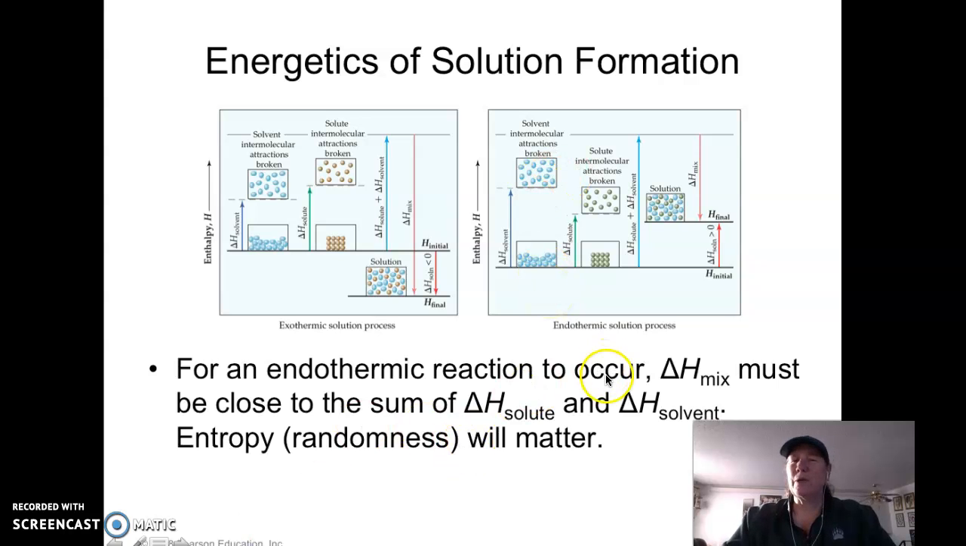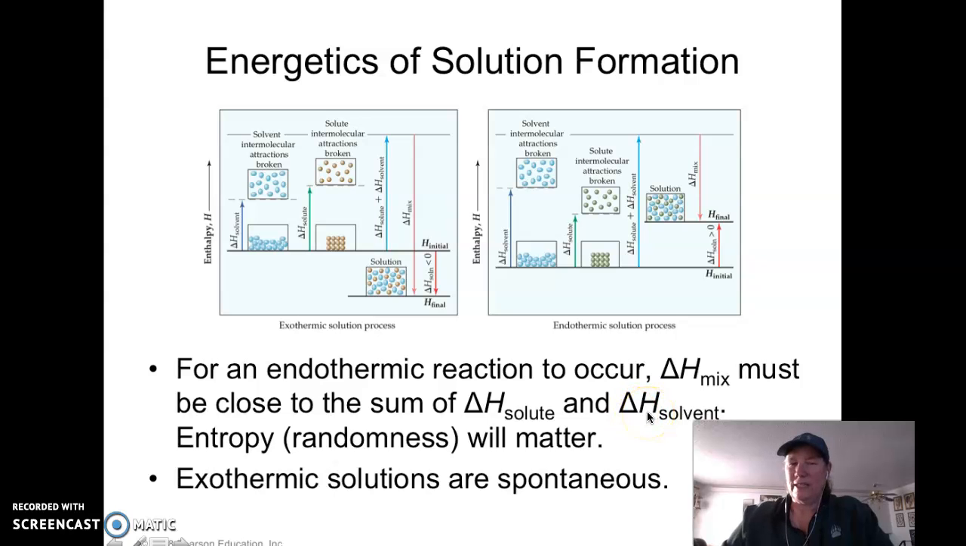So for an endothermic reaction to occur, the delta H of the mixture, that's enthalpy, must be close to the sum of these two together. Excuse me. Okay, entropy again is randomness, and that will help with that. But this is enthalpy, that's basically the change in heat. But they have to be close to each other in order for that to happen.